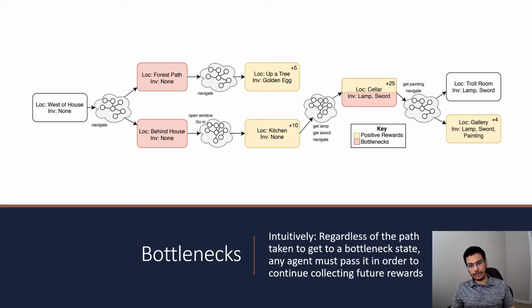So now, if you look a little bit closer at this dependency graph, right? So this set of dependencies, what are the locations we need to be in? What are the kinds of things we need to have within our inventory and so on to pick up these rewards? We're going to start to see patterns here. And we're going to start to see some states where, regardless of the path that we took to get to that particular state, any agent must go through it in order to continue collecting future rewards. And this is basically the intuitive definition behind what we're going to call a bottleneck state from here on out.